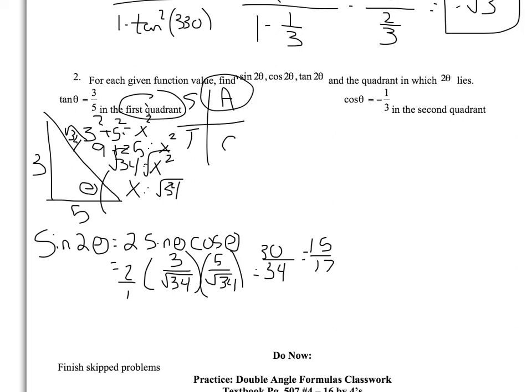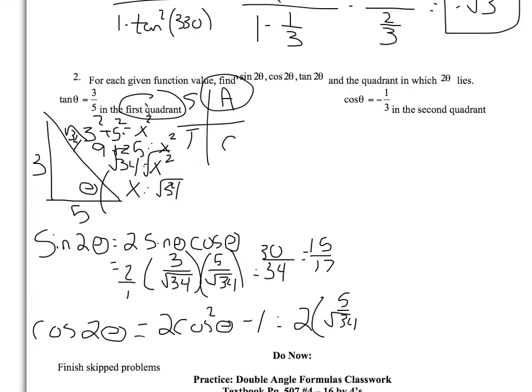Cos 2 theta, you can pick any one you want. I'm going to pick the second one for practice, which says it's 2 cos squared theta minus 1. So it's going to be 2 times cosine, which remember was adjacent over hypotenuse, so it's 5 over radical 34 squared, minus 1. When you type that in your calculator, you get 8/17.